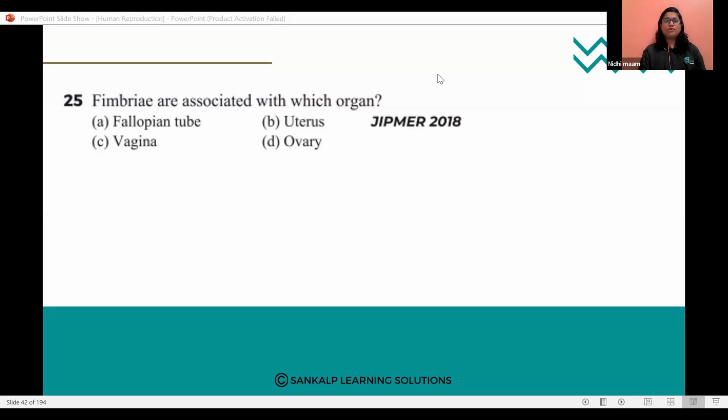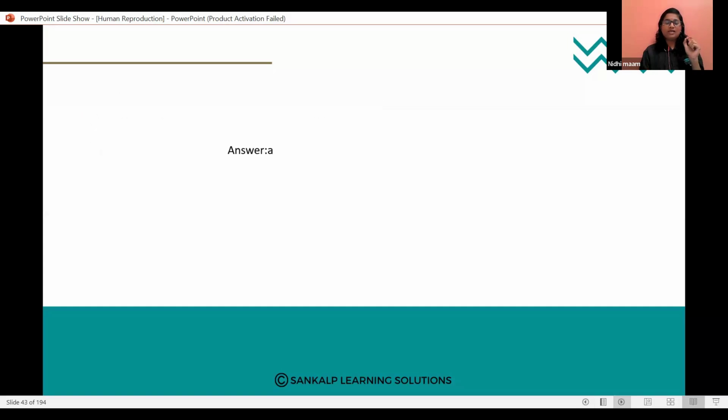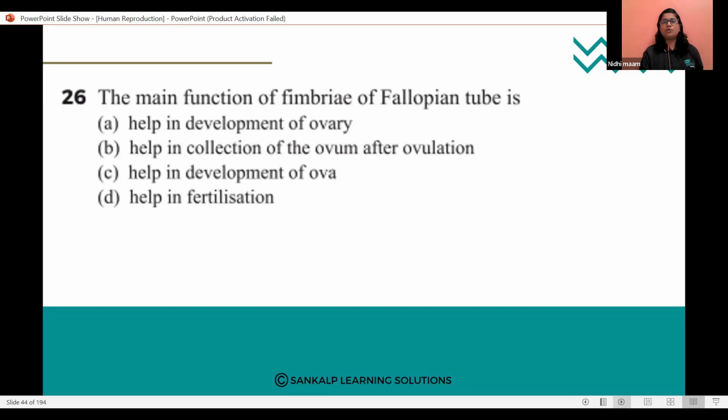Most of you are confused with A and D. Fimbriae are the structures associated with the fallopian tube, which help it to hold the ovary. Fimbriae, right? Not an ovary. So option A, fallopian tube, is the right answer.